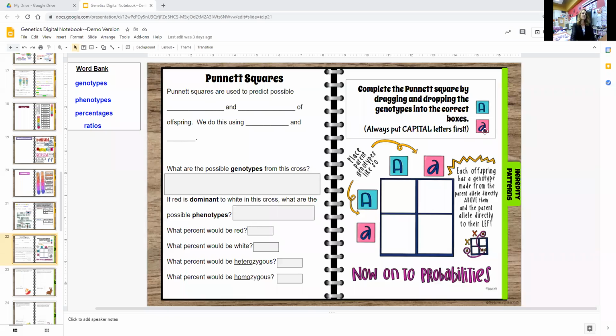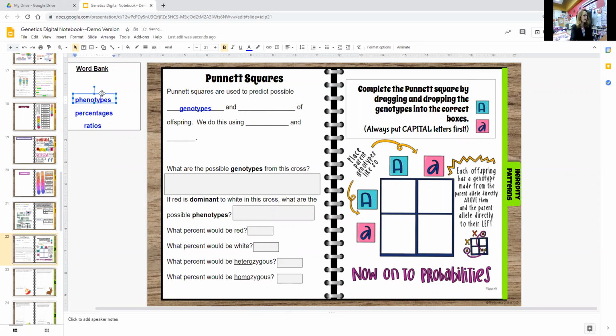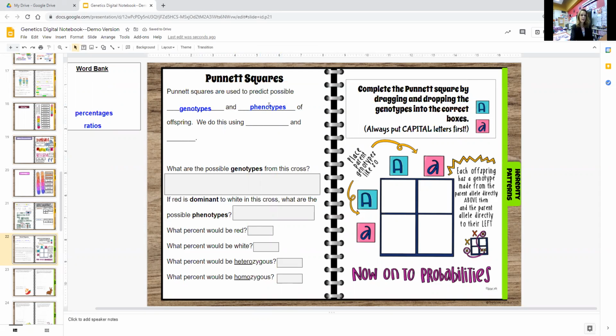So if you guys in your notes would please go ahead and turn to page number 22. We're looking at this page right here where it says Punnett squares. We have an example Punnett square right here. So a Punnett square, like I just said in the introduction, is used to predict possible genotypes and phenotypes, so the genetics and the physical appearance of offspring.